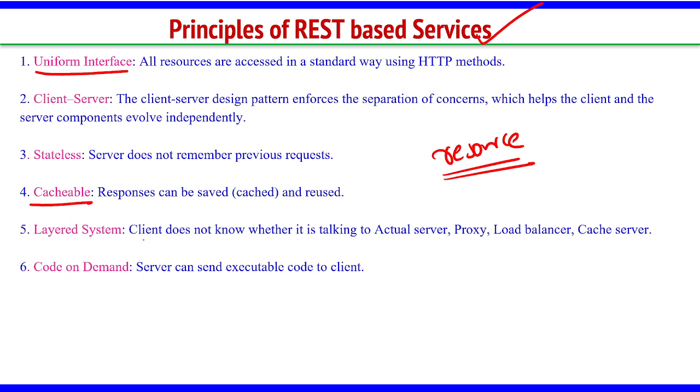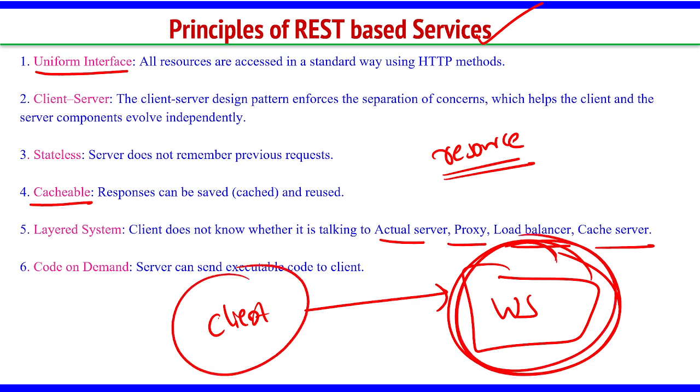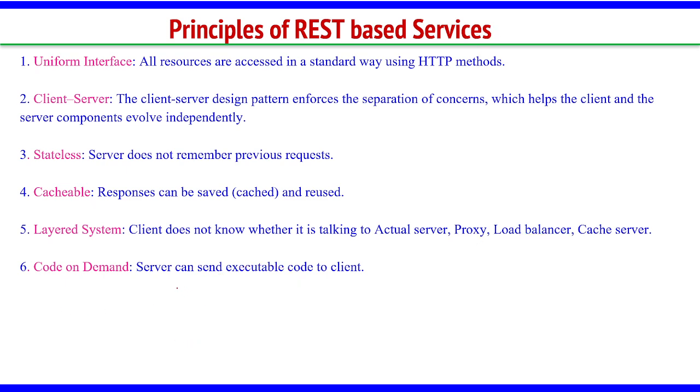Then the layered system. The client does not know whether it is talking to the actual server, a proxy, a load balancer or a cache server. I am a client sending a request to a particular web service. Whether this is really a web service, an actual proxy server, or a load balancer, that client does not know. Its job is only to hit the request. Then code on demand: the server can send executable code to the client. So these are a few principles. Any API, application programming interface, which uses these principles can be called a REST API.